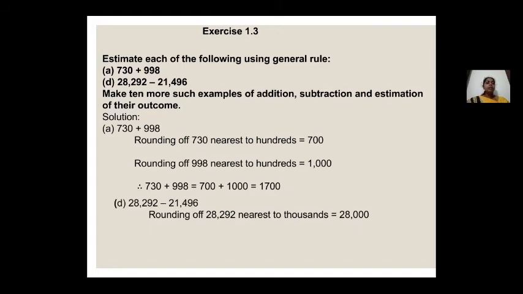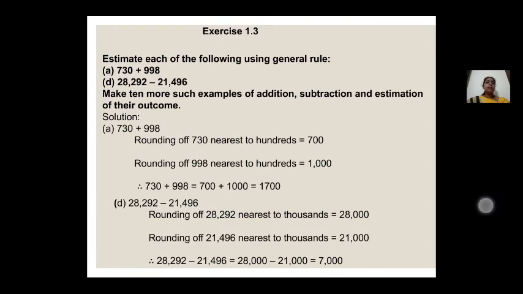Then 28,292 minus 21,496. Here also same thing. See, nearest to 1000 you have to estimate here. For 1000 you have to check the 100s place. Here in the 100s place, 2 is there. 2 is less than 5, so 8 remains, and that 1000s place remains the same. So the remaining 100s place, tens place and ones place will be 0. You do not check the 10,000s place. Here it is asking only nearest to 1000. Nearest to 1000 means you have to check the 100s place. Remember the rules. Rounding of 21,496 nearest to 1000 is 21,000. So if you subtract both, you get 7,000.